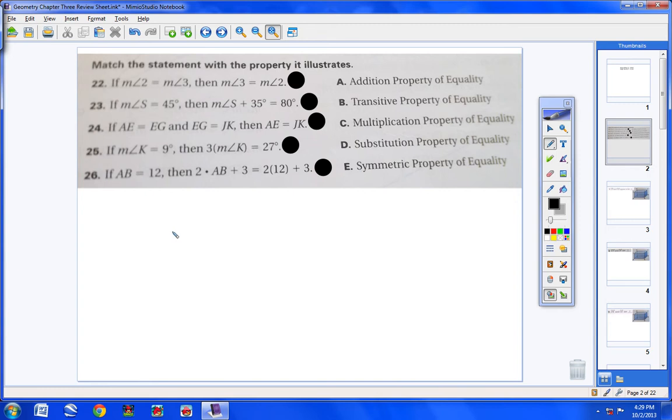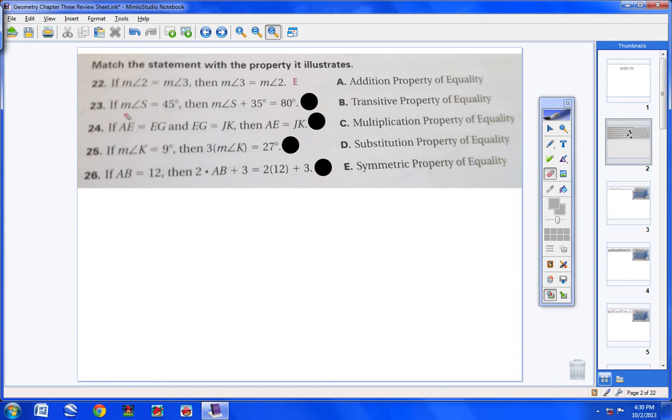Okay, match the statement, we're on page 97, match the statement with the property that it illustrates. All right, now let's take a look at number 22. The measure of angle 2 equals the measure of angle 3. And then we swap it. The measure of angle 3 equals the measure of angle 2. Now, whenever we do that, 2 equals 3 and 3 equals 2, we call that the symmetric property of equality. Now, why equality? Because there's an equal sign right there. So we call that the symmetric property of equality.